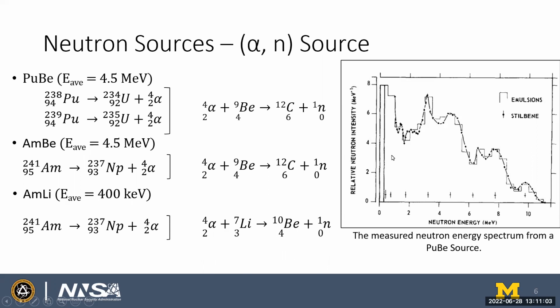On the right, you can see an example spectrum from a plutonium-beryllium alpha-n source, and it's not like the spontaneous fission source where we saw that nice smooth Watt spectrum. It's very jagged, and that's because there's lots of different energy states going on between the two reactions. But this is what you might see for a PuBe source. It would look identical for the AmBe source, and then the AmLi source would be a lower energy version of what you see here.